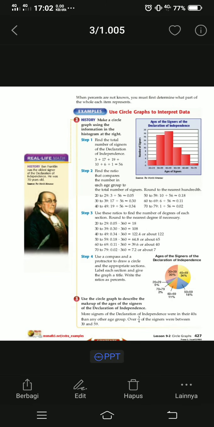20 to 29: 3 divided by 56 is about 0.05. This is the next. Step 3. Use the ratios to find the number of degrees of each section. Round to the nearest degree if necessary.